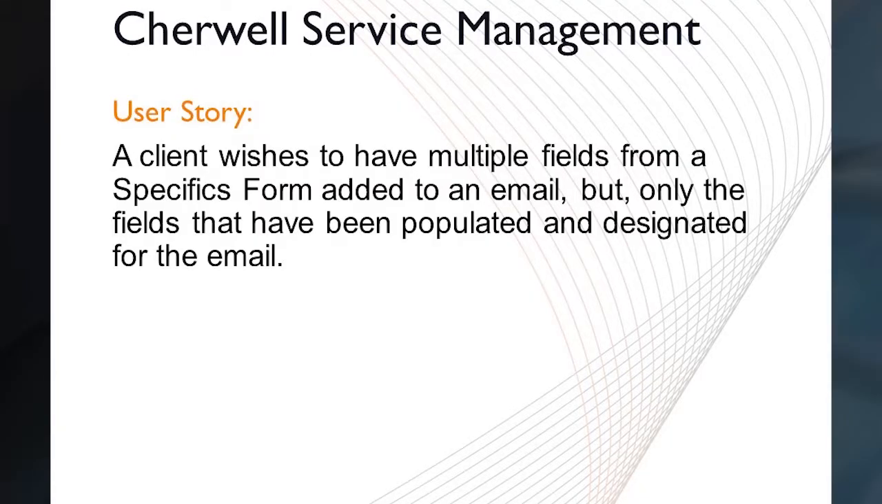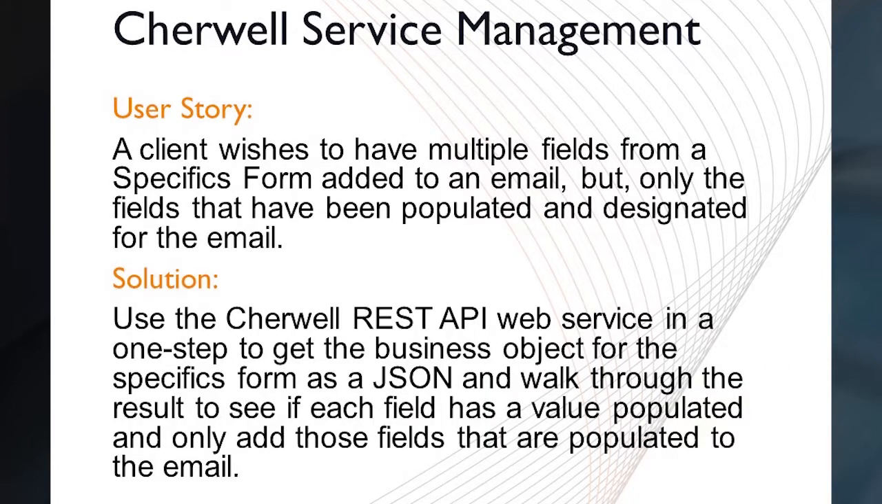The client wishes to have multiple fields from a specifics form added to an email, but only the fields that have been populated and designated for the email should be included. Using the Cherwell REST API web service, a one-step can get the business object for the specifics form as a JSON and walk through the result to see if each field has a value populated and only add those fields that are populated to the email.